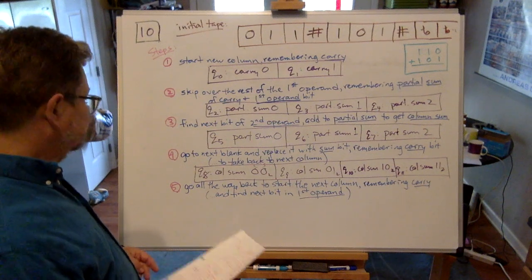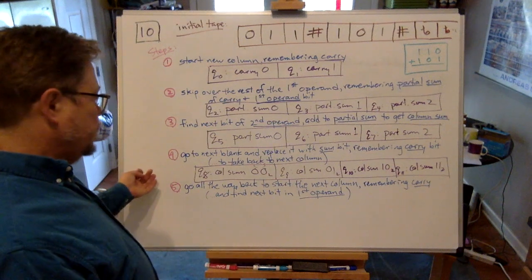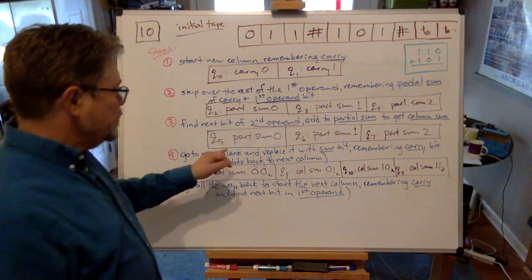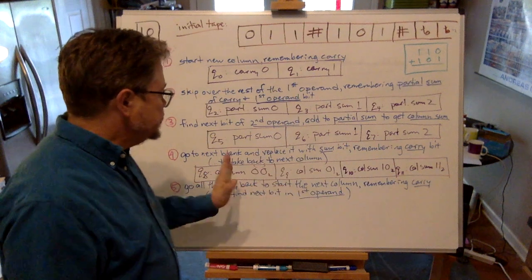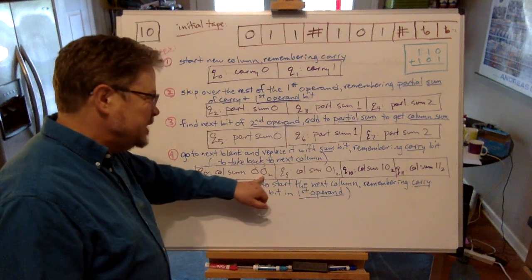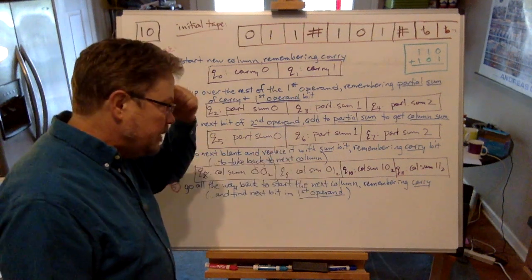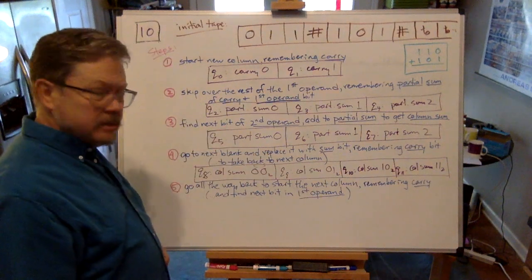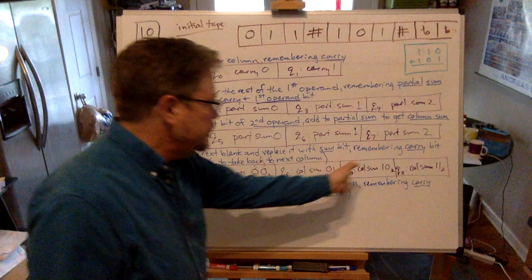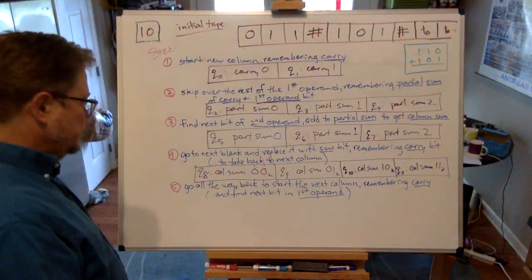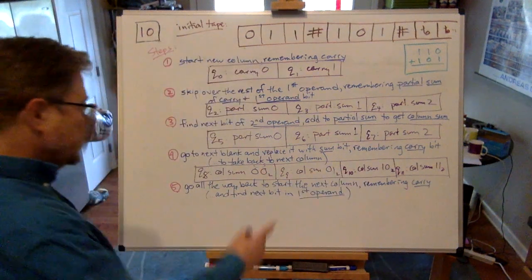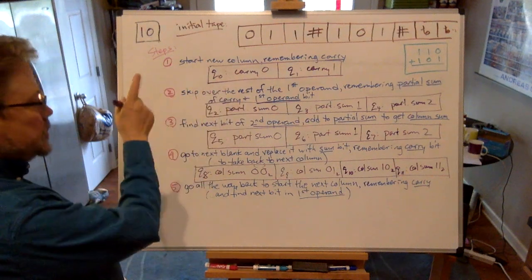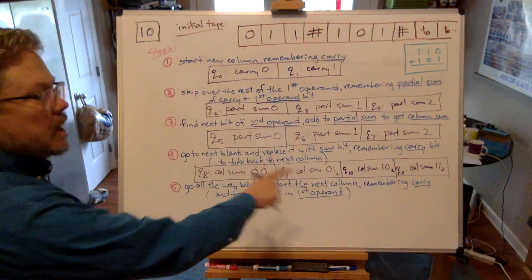Now what? Well, let me read step 4 to make sure that we've got the right set of states here. Go to the next blank. Yes. Go to the blank and replace it with the sum bit. That's the right hand of these 2 bits. Remembering the carry bit. We don't write that down. We're remembering the carry bit that we're going to take back to the next column. So the left-hand bit in each one of these pairs of bits is the carry bit. And step 5, we're going to go all the way back to the start, remembering the carry.